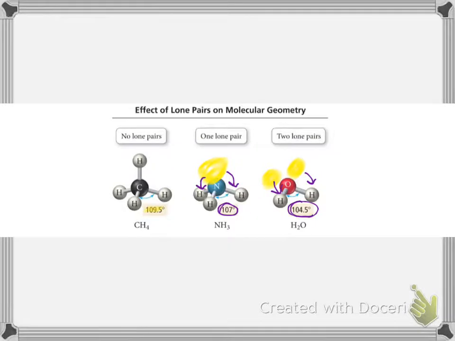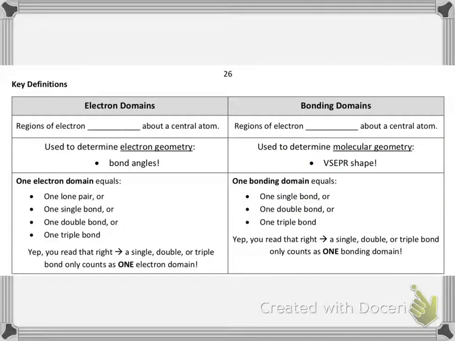Okay, I was throwing around some terms there, regions of electron density or electron domains. It's important to distinguish between electron domains and bonding domains. Electron domain is just a fancy way of talking about regions of electron density around a central atom. Whereas a bonding domain is, well, you guessed it, regions of bonding electron density around a central atom. So there are technically 2 different geometries you're going to be expected to find.